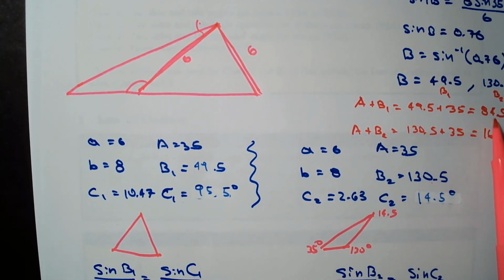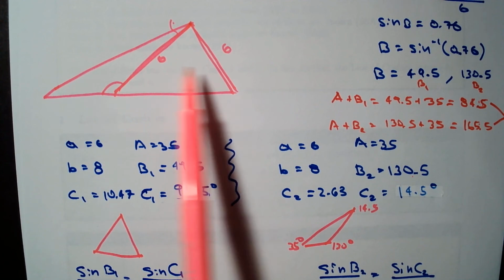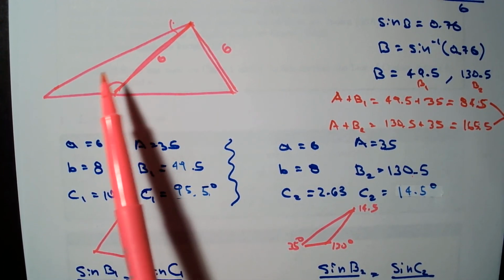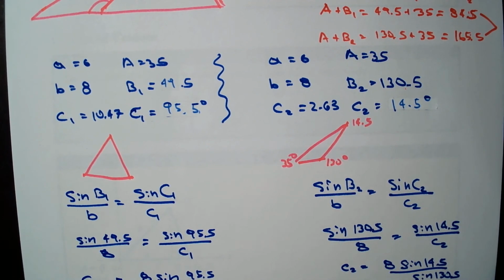When there are two angles that add up to less than 180 degrees, we actually get two triangles that we need to solve, and in this case those are the ones.